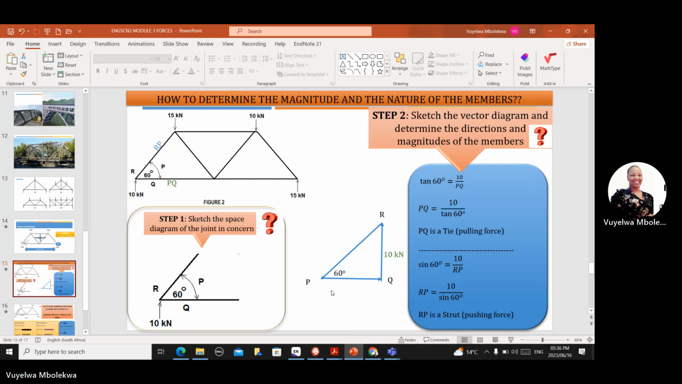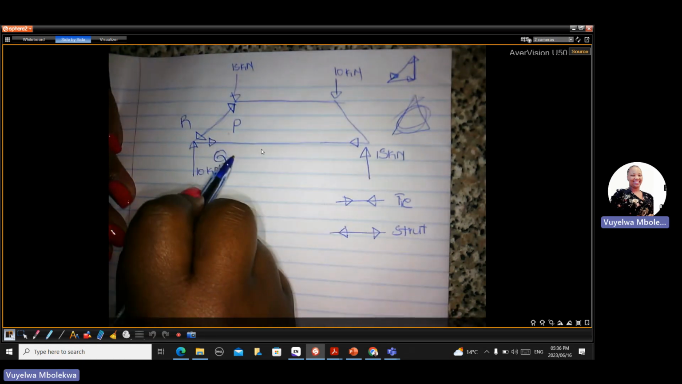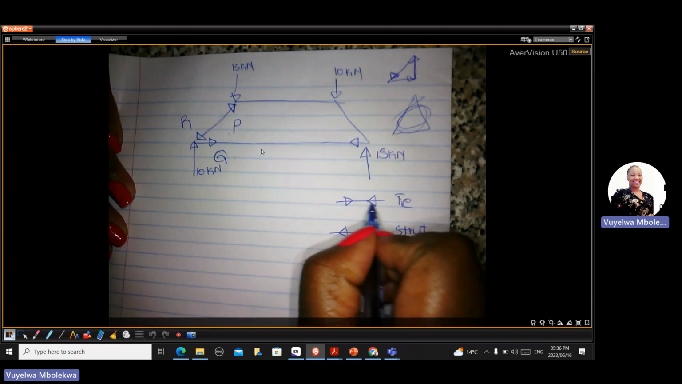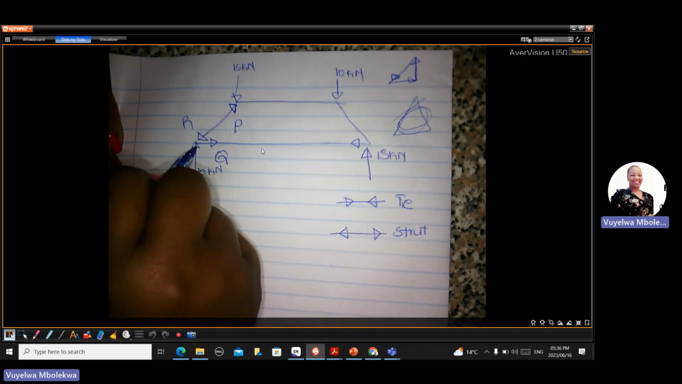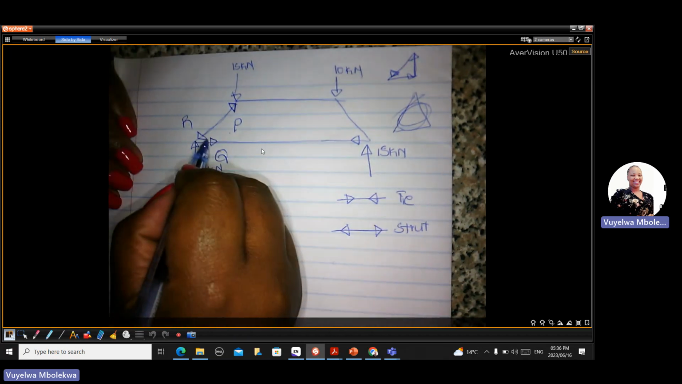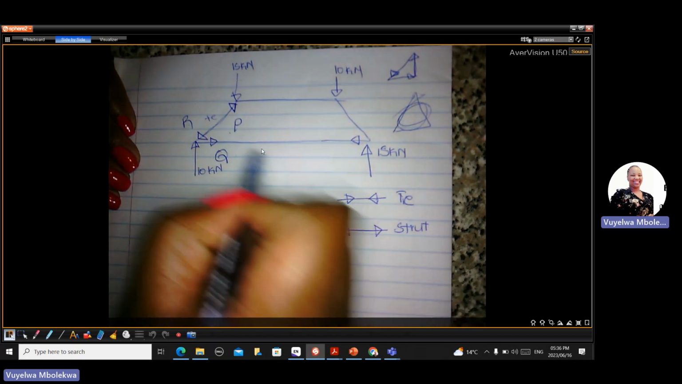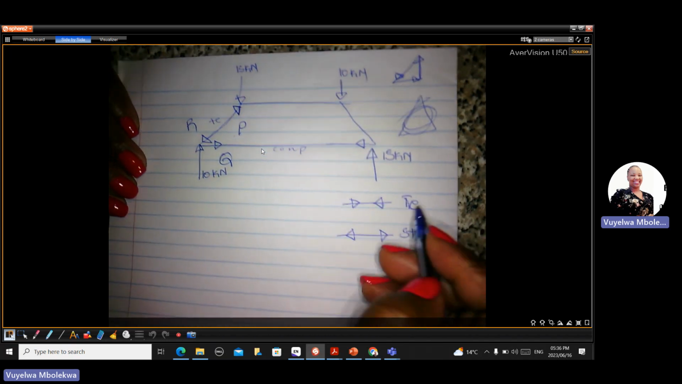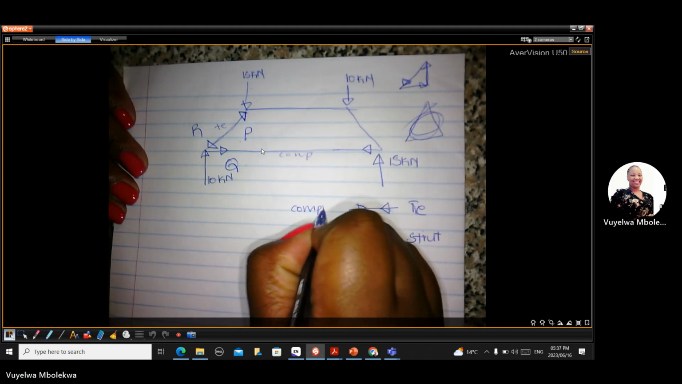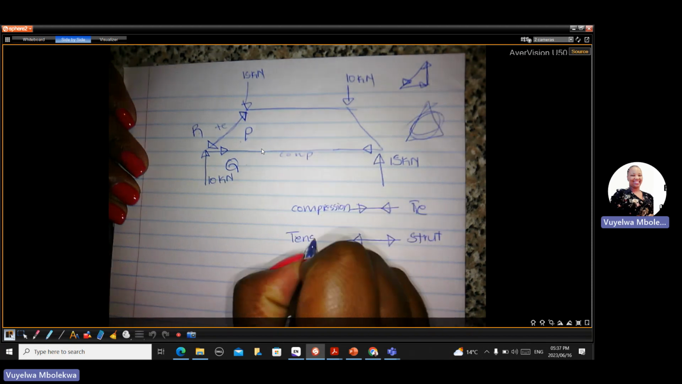RPQ. So PQ is a tie because it looks like a tie. It looks like that. And then RP is a strut. If they are pulling away like that, if the member is under tension, it's a strut. If the member is under compression, it's a tie. Okay. So tie is for compression. And the strut is when a member is under tension.